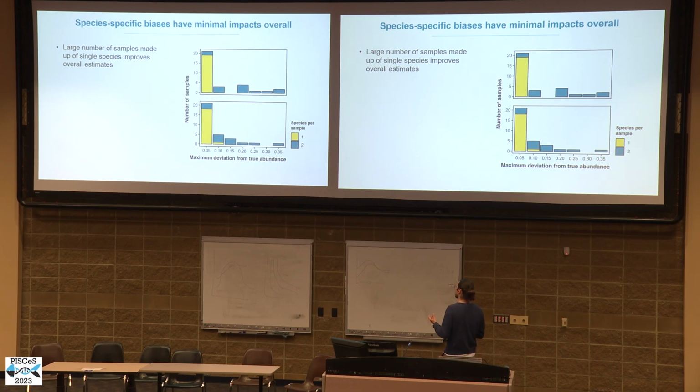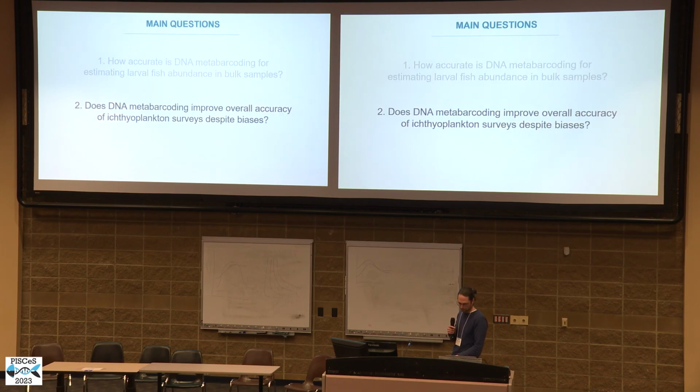So I think it's important to consider that when you're looking at this from a practical perspective of people who want to know how many larval fish are in the habitat that they're surveying. Now it breaks apart a little bit when you have more than one species and that bias is present, but because so many samples contain just one species in this habitat, it works out pretty well.